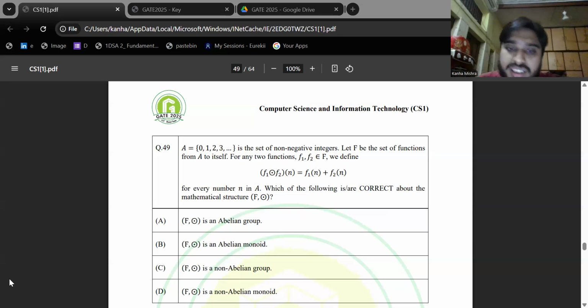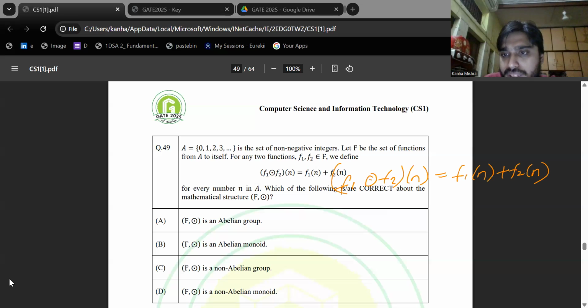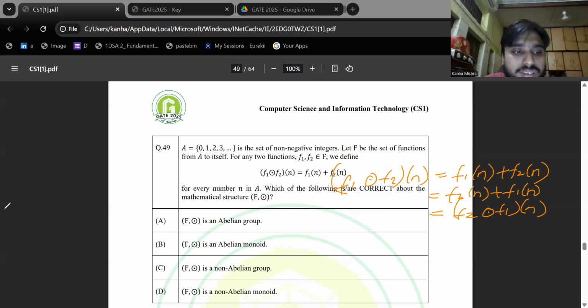Commutativity. Let's quickly check that. f1 ⊙ f2 of n is equal to f1 of n plus f2 of n, which is equal to f2 of n plus f1 of n, which is equal to f2 ⊙ f1 of n.